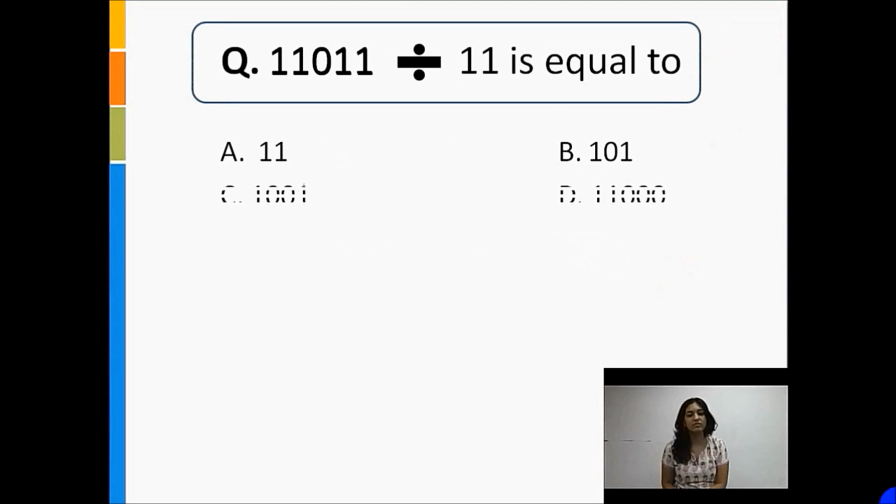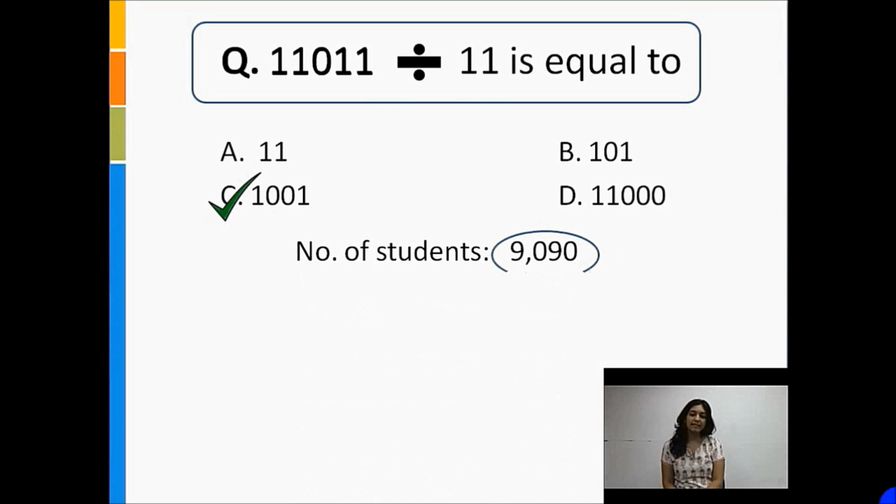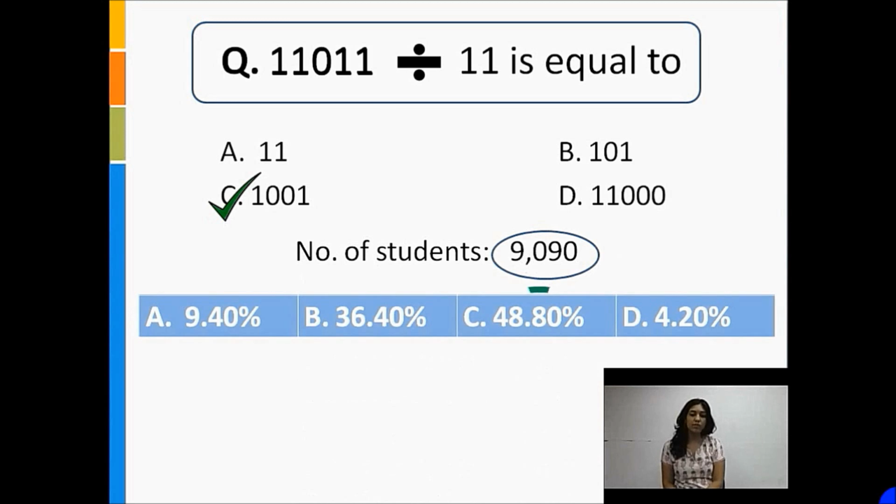The following question is from a class 5 asset paper. It requires students to find out what 11,011 divided by 11 is equal to. The correct answer in this case is option C, that is 1001. However, looking at the performance data of over 9,000 students, it can be seen that only about 49% of the students selected this option. About 36% of the students selected option B, that is 101.